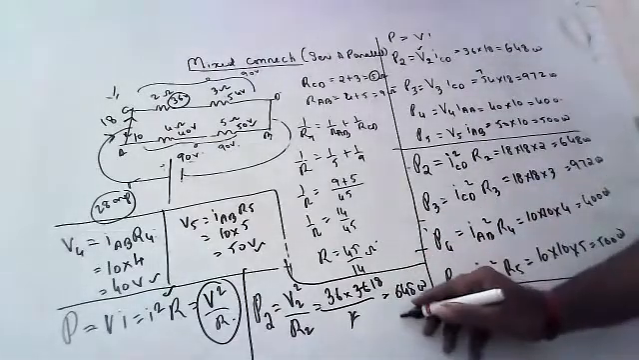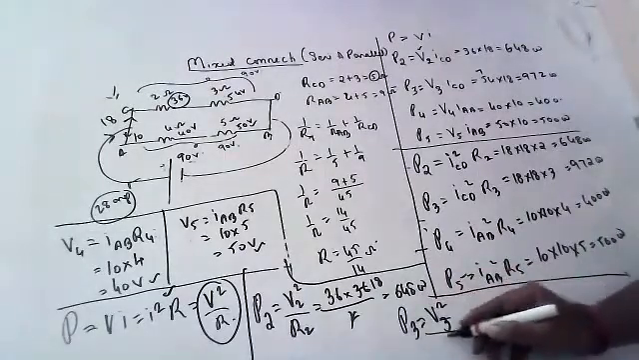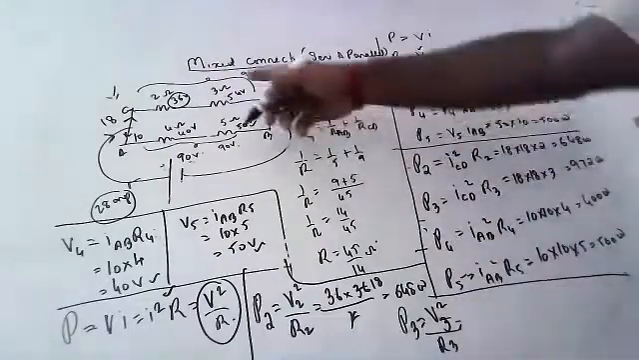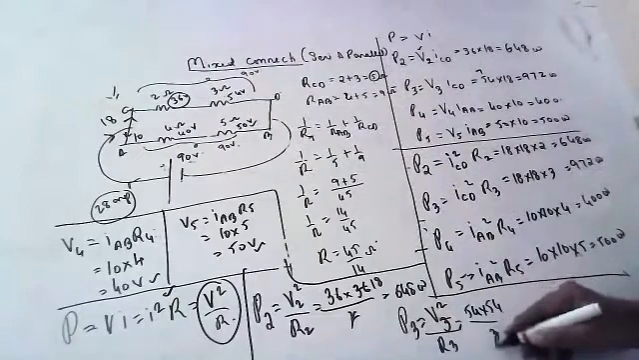Compulsory, you have to get the same answer, children. P3. P3 means what, children? V3 square by R3. V3 square is how much? 54 into 54 by 3.